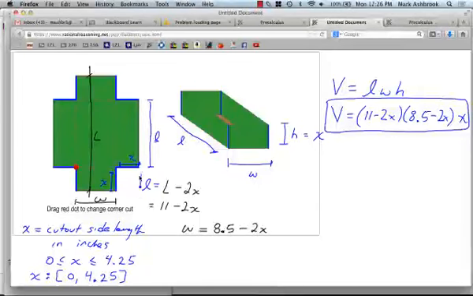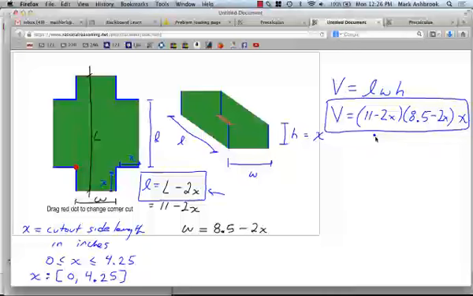Okay, so we're going to focus on these two right here: the length in terms of the square cutout and the volume in terms of the square cutout. Let's analyze those and break this down. Any questions on the setup here? Any questions on what we've done so far? Make sense?